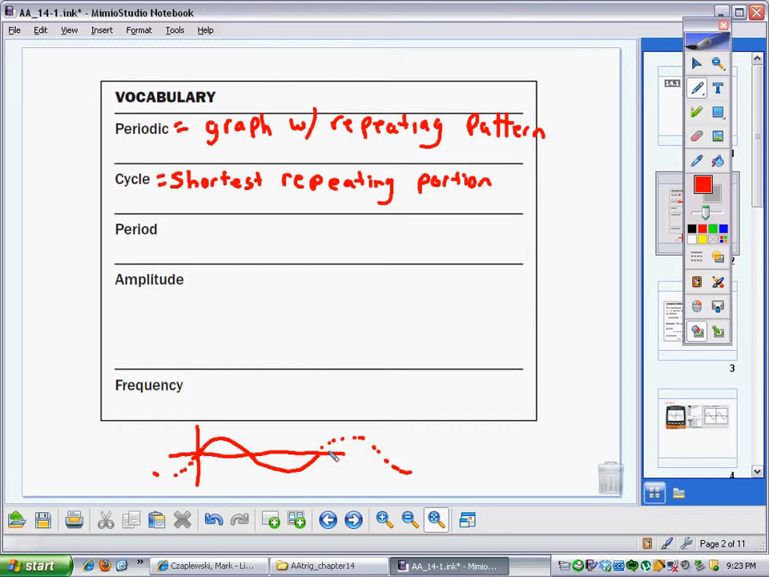You could have started here and here. It doesn't matter. You could start here and extend it out. No big deal where you start, but the shortest repeating portion is that cycle. Now a period, that's actually the length, the horizontal length of each cycle.